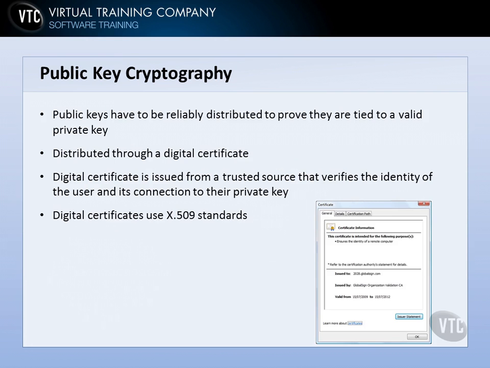Now, public keys have to be reliably distributed to prove that they're tied to the corresponding private key. And the way this happens is through a digital certificate. Digital certificates are issued from trusted sources called CAs. And that's the subject of our next session, how digital certificates are managed throughout their life cycle. In any case, this digital certificate is issued from the trusted source. It verifies my identity as the user, and it verifies my connection to my private key. It verifies that they go together. A digital certificate uses something called the X.509 standard. Now, you probably won't need to know this for the exam, but you do need to know it as far as your information security knowledge goes.